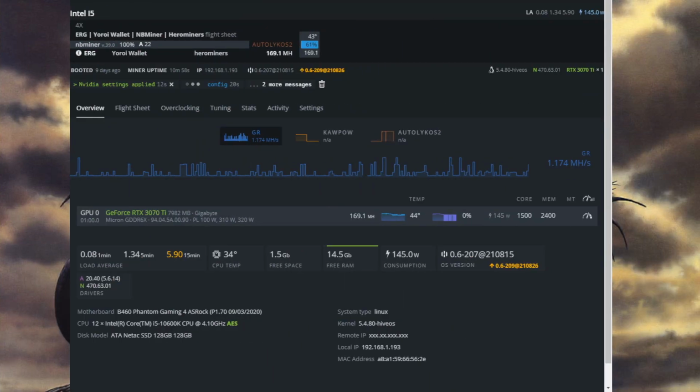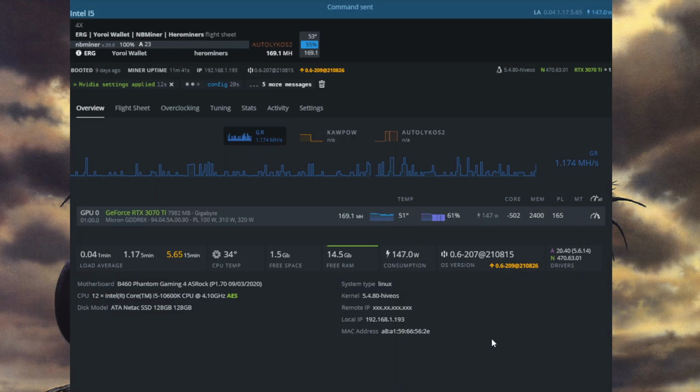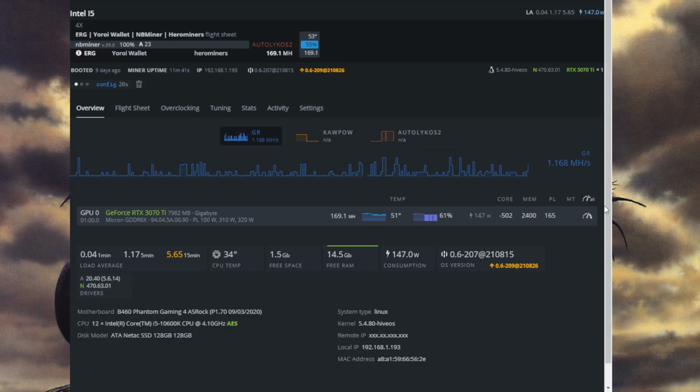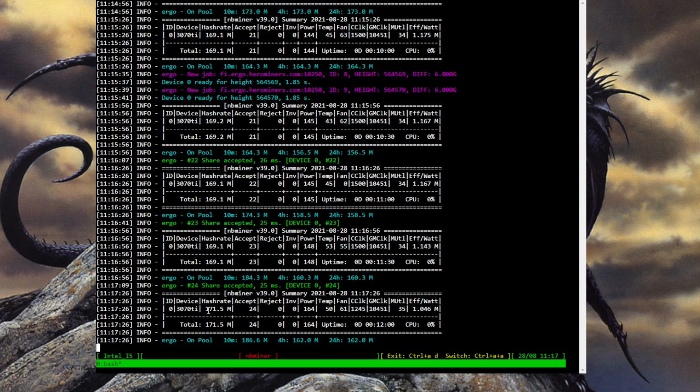So we're jumping back to Hive OS. Try out the other settings, minus 502, and I believe the memory was the same, but we will set up the power limit this time at 165. When you do the absolute core clock, it will try to set the best power limit for itself. So, delete those. And we can jump back to the miner just to see. This looks like we get a faster response here. And we can see it's climbing. And the efficiency goes down because we did increase the power.